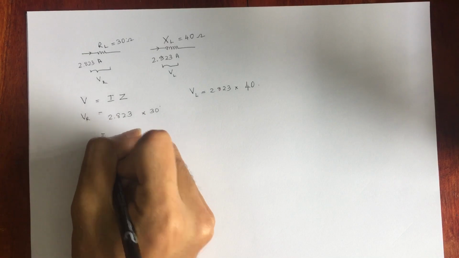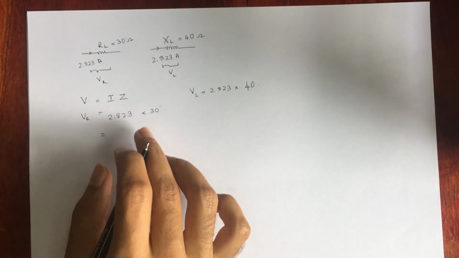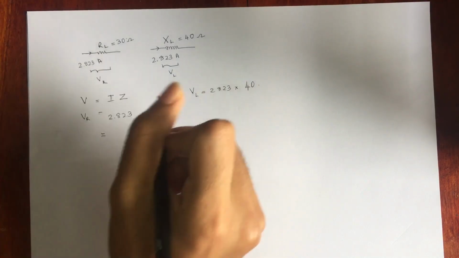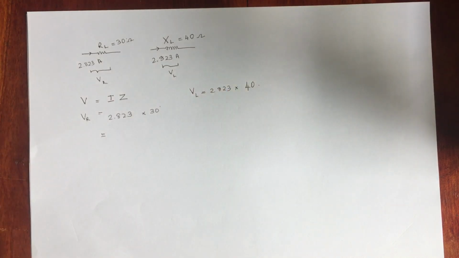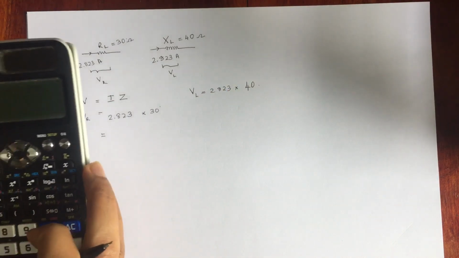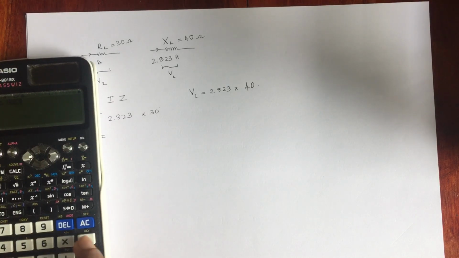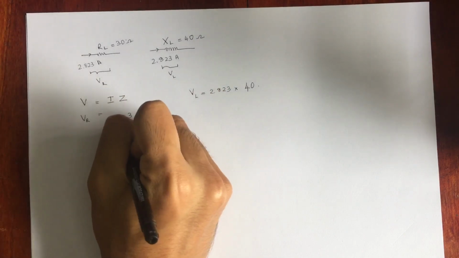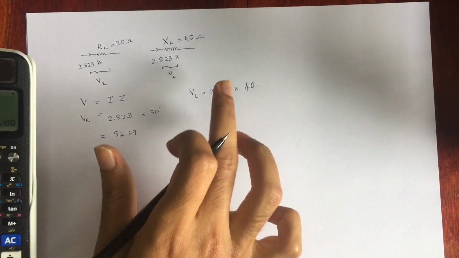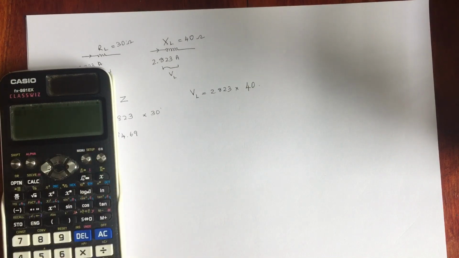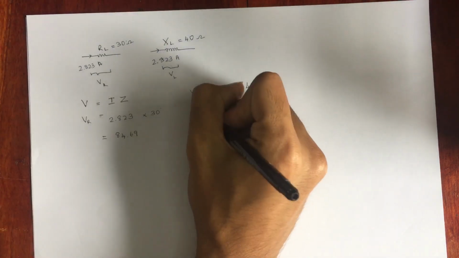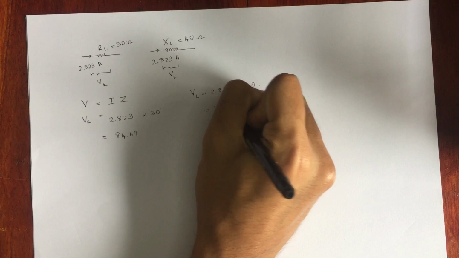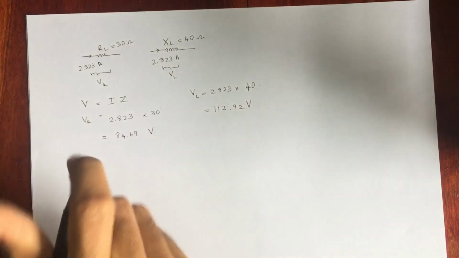The reason is, as we are going to use the polar form directly, this is going to be 0. So I'm going to use that later. I'm going to multiply these two first: 2.823 into 30, so it's going to be 84.69. After that I'm going to use this part, 2.823 into 40, which gives 112.92 volts. So now we have found this.